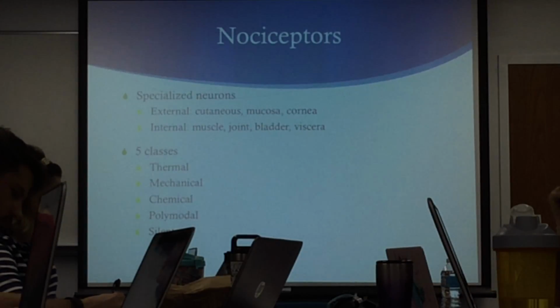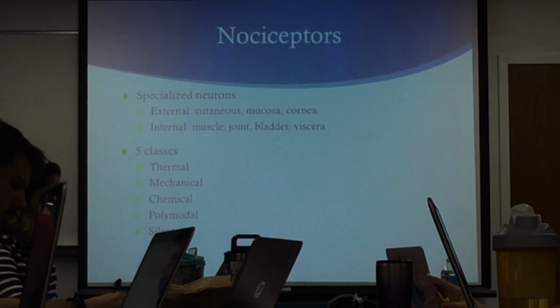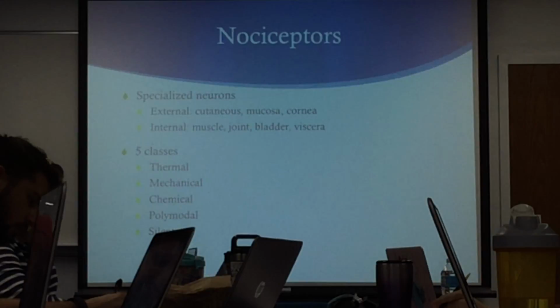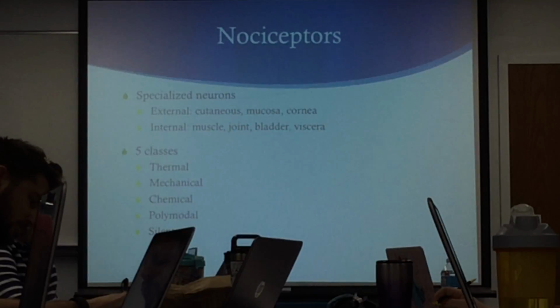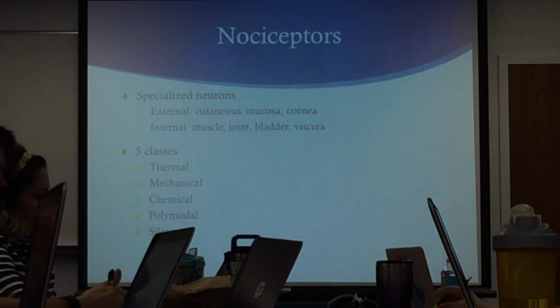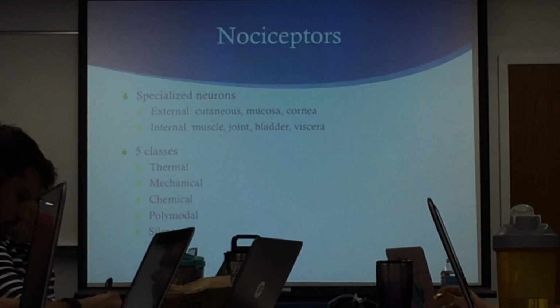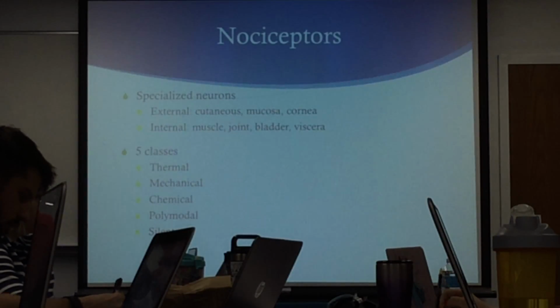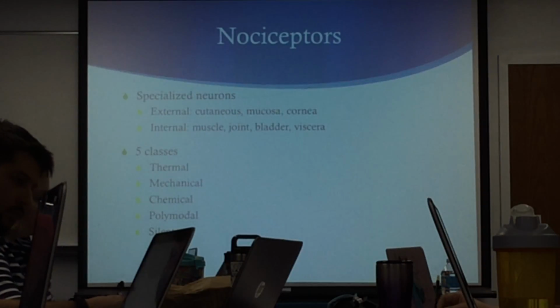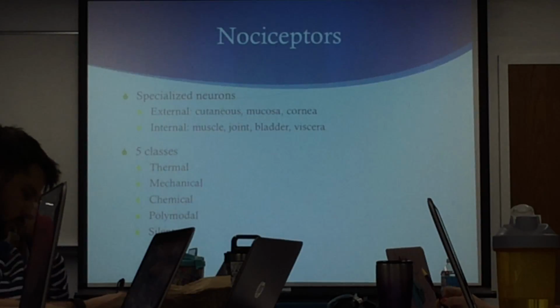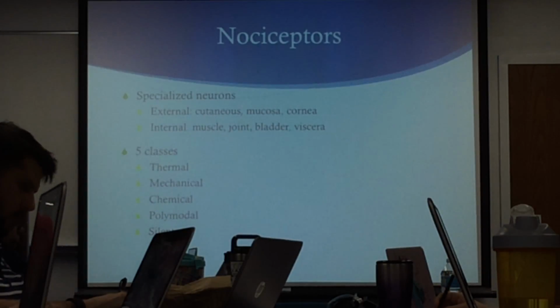So the starting point, regardless of what tract we're talking about, and regardless of what dimension of pain we're talking about, are specialized neurons called nociceptors. Nociceptors are the starting point for all types of pain in a normal nervous system. These are specialized neurons of two types: external, which innervate the skin, mucosa, and cornea, and then internal nociceptors, which innervate muscles, joints, and different viscera.